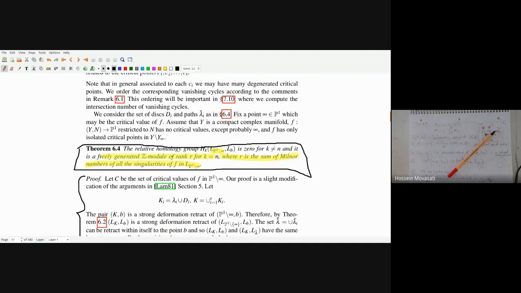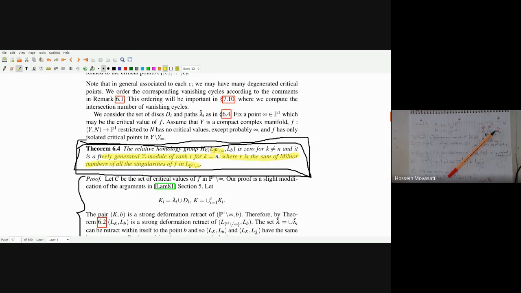From now on, the rest of the proof will be just the details of the proof of Theorem 6.4 in my Hodge theory book. So as you see, with our new notation, the theorem is this one. The relative cohomology, let's try to write it in the cohomology H^k.